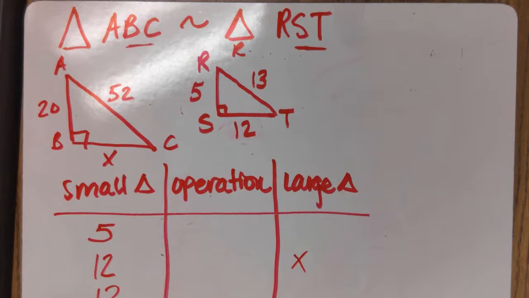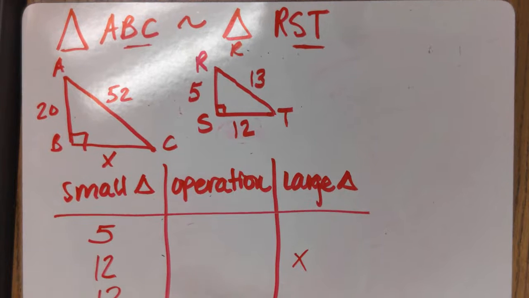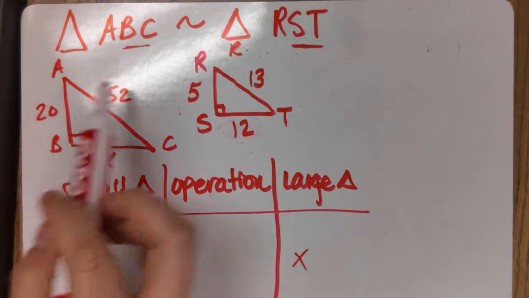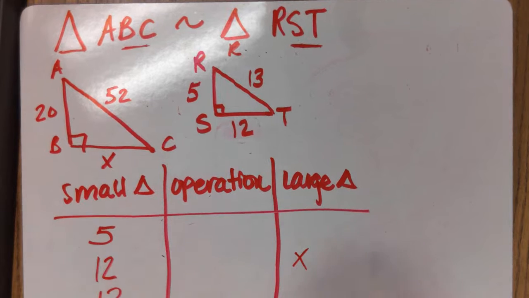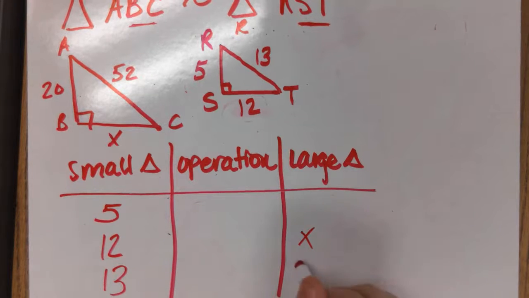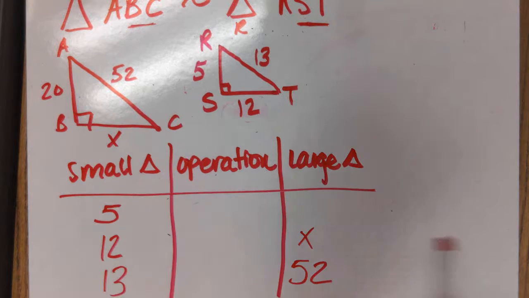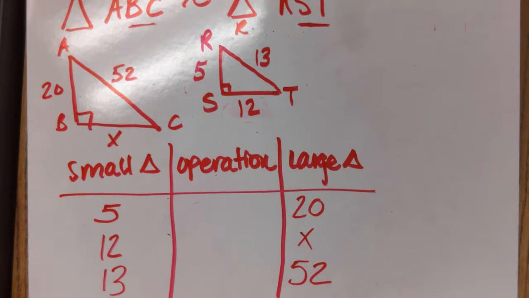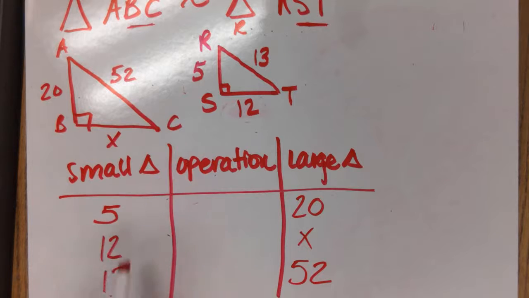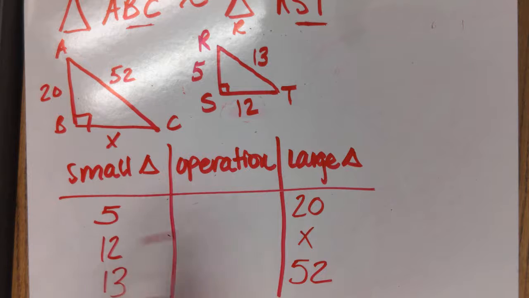Now that I have gotten my medium side, I can go ahead and order. Is 20 or 52 bigger? 52 is bigger, so it has to be the largest side. And 20 is the smallest side. Now that I have ordered them from least to greatest, I have shown corresponding sides are across from each other. Now I can decide if there is a whole number scale factor to get from one triangle to the next.